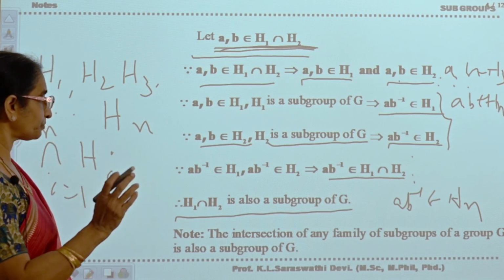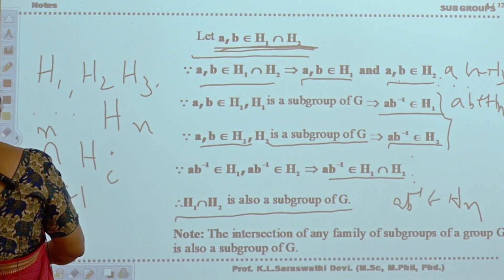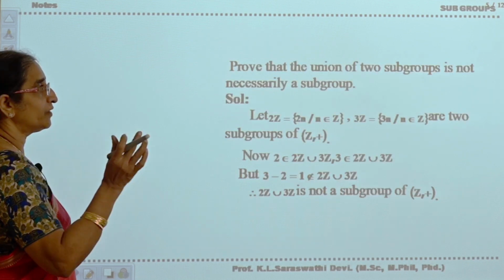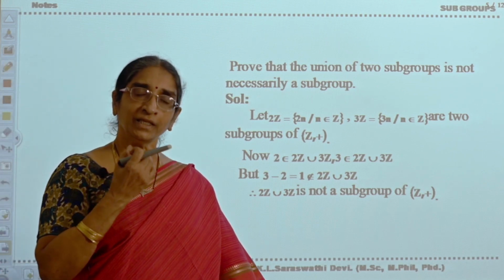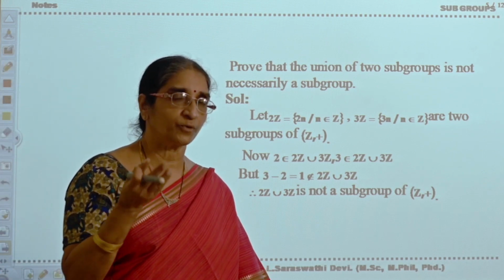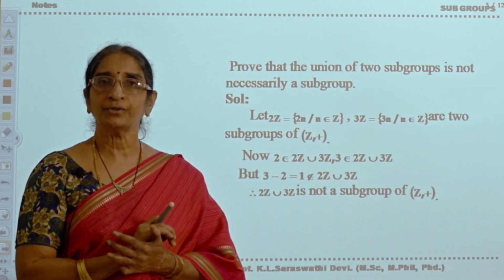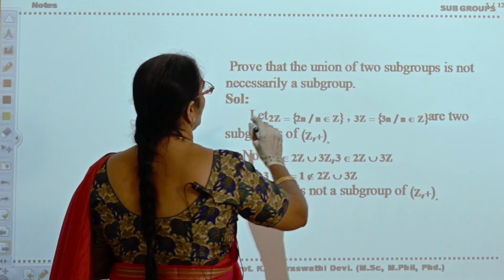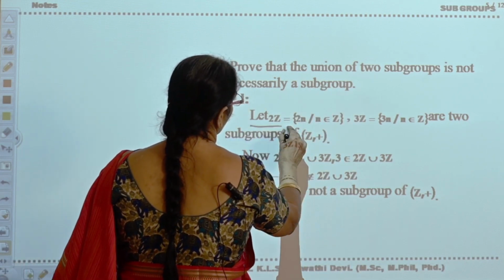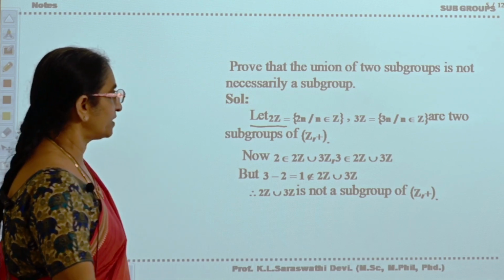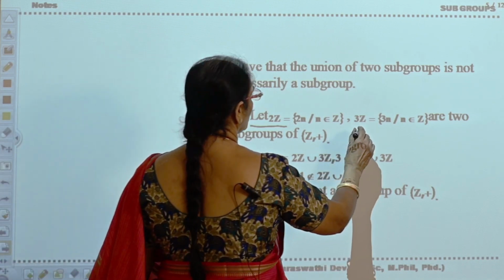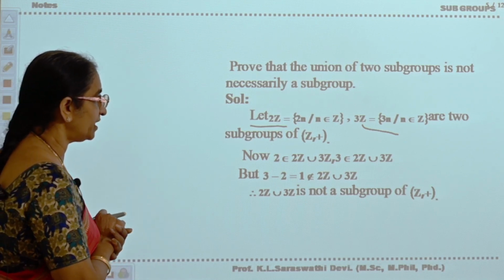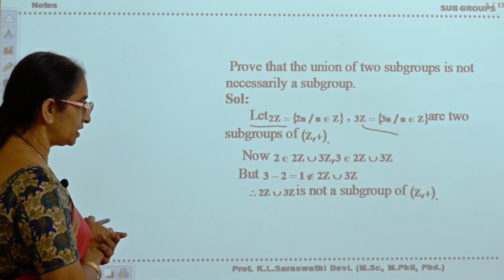Now, is it clear? Now, move to the union. Before going to the union of subgroups, whether the union of two subgroups is a subgroup or not, we will discuss. Before going to the discussion, we will see two examples. Now, see here. Let 2Z be a subset of Z under addition. 3Z is also a subgroup of Z under addition. These are the two subgroups. If you take their union, 2Z union 3Z.